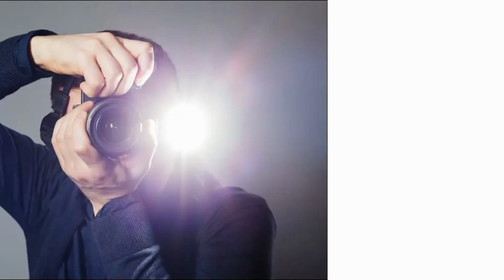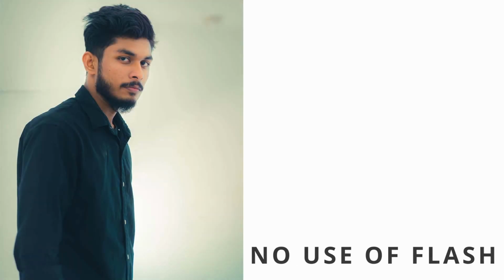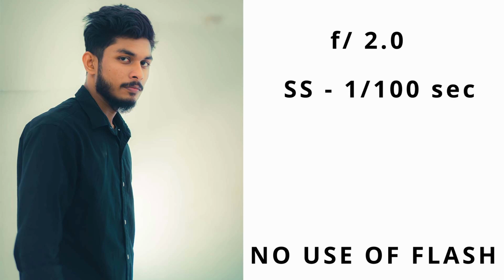The next one is indoor. You can use the built-in flash or an external flash for indoor photography, but I shot this image without using flash. With the settings of aperture 2, exposure time 1/100 of a second, and the ISO speed 200.